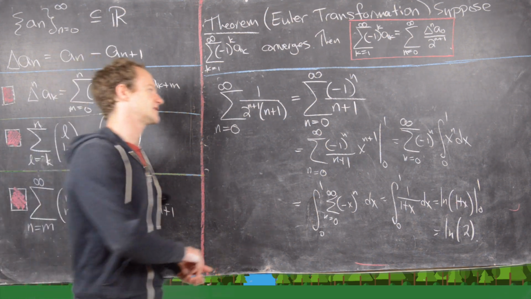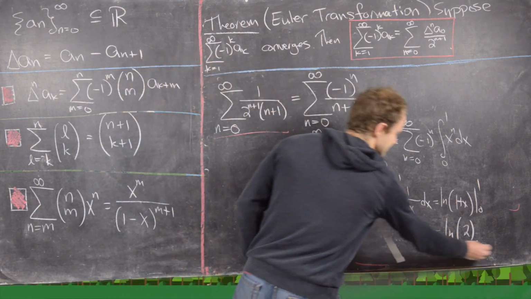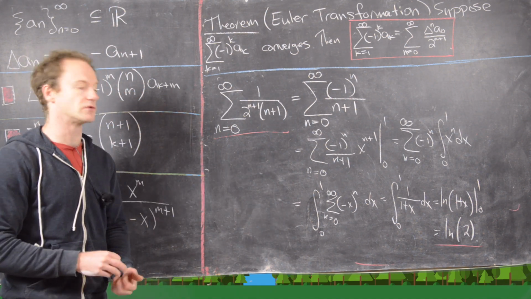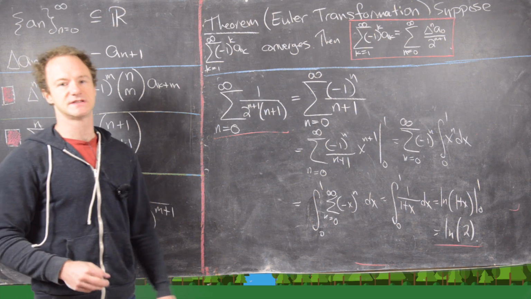Okay, so now let's look at the extreme left-hand side and the extreme right-hand side, and we've proven that the sum of this series is equal to the natural log of 2. All right, this is a good place to stop.